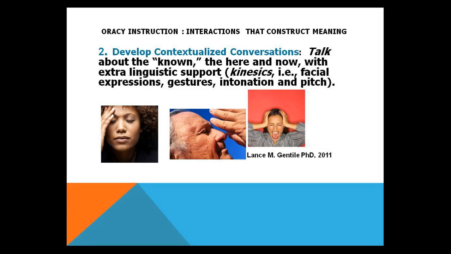The second interaction is developing contextualized conversations, talking about what the kids know or the students know, the here and now, with extra linguistic support. We call it kinesics: facial expressions, gestures, intonation, and pitch, reading stories to them or reading passages to them, and creating these extra linguistic support systems so that the kids who are struggling with some of the language get the idea from the visual image of the teacher's face or the hand movements, the body language.